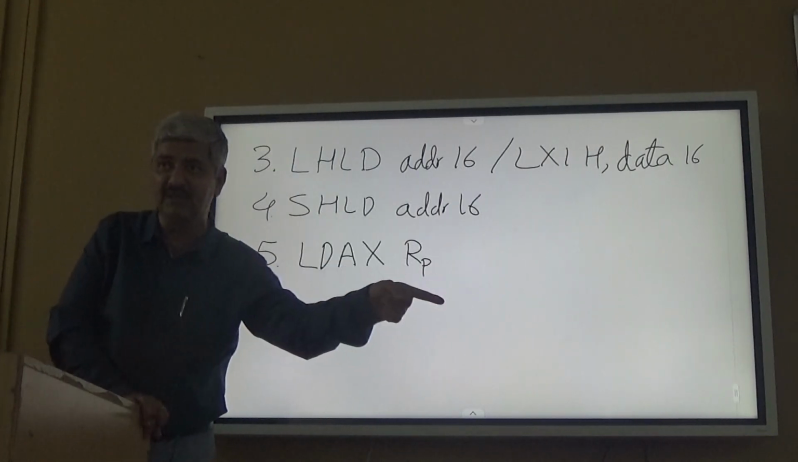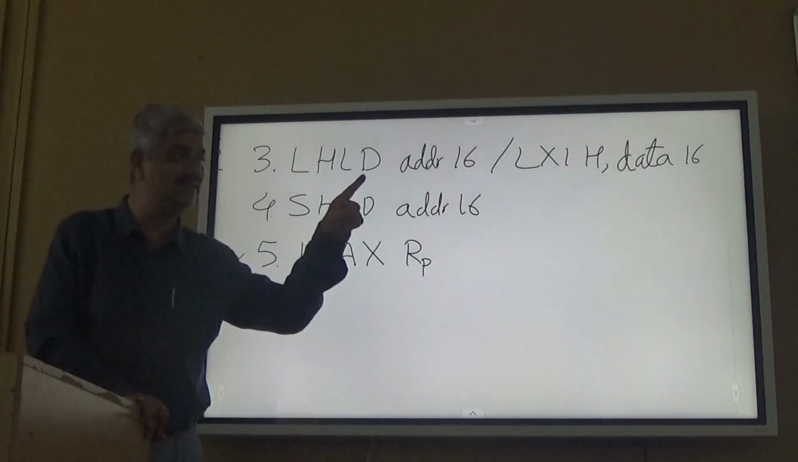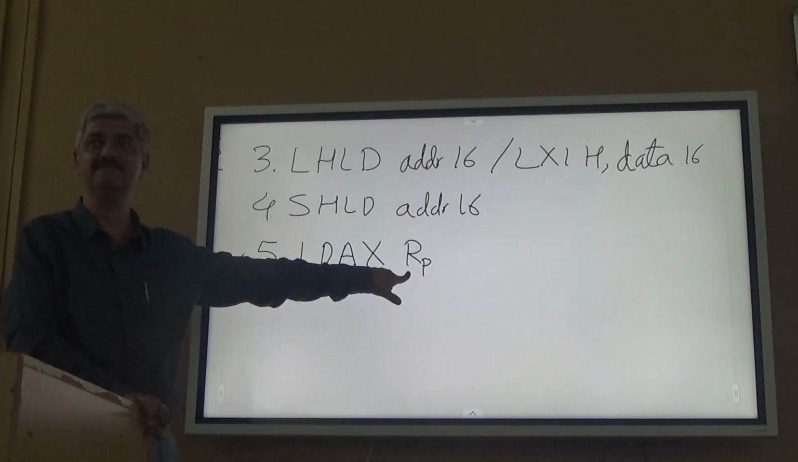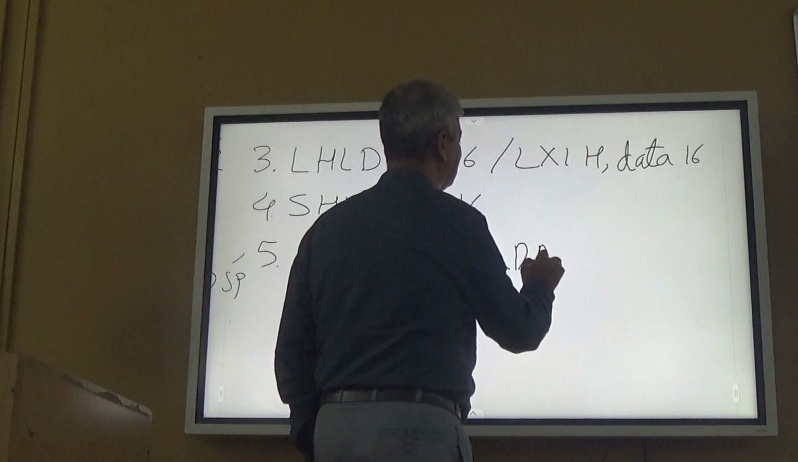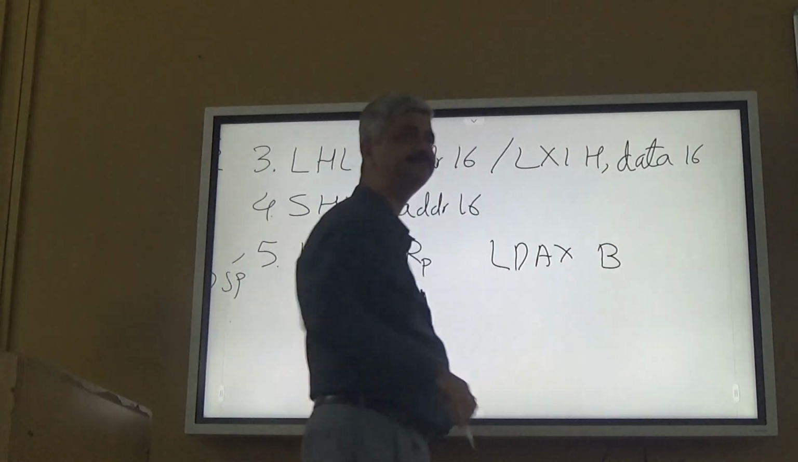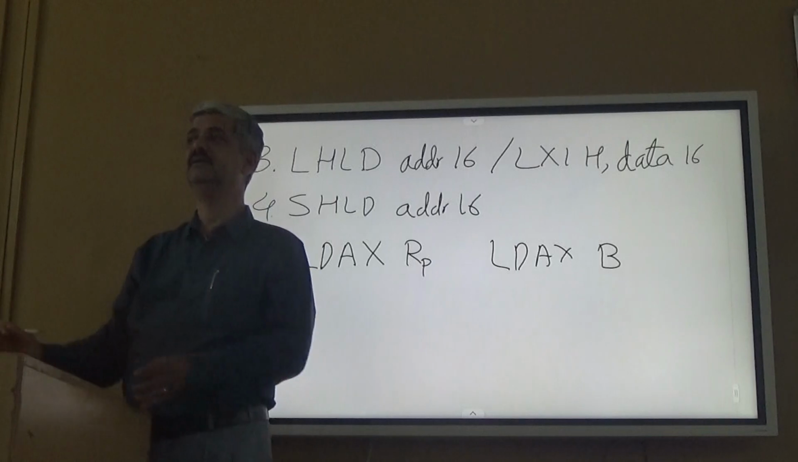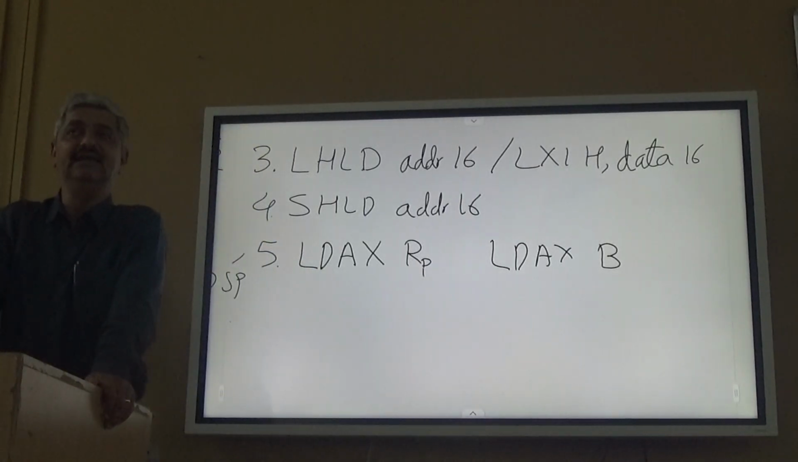Load accumulator from the memory whose address is given in the given register pair. So the examples are, it is a register pair. So LDAX B, what will this do? LDAX B will bring the contents of the external memory location into the accumulator whose address is given in the BC pair. So how many bytes will this instruction be? LDAX B is 1 byte. And how many machine cycles will it need?